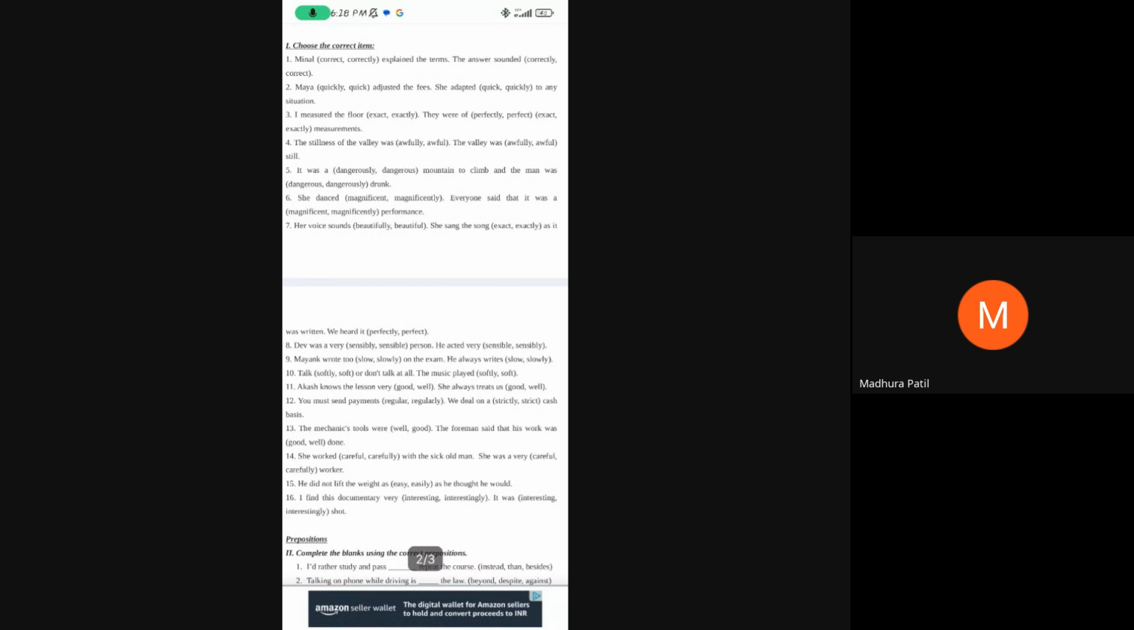Okay. Fourth one: the stillness of the valley was awfully or awful. Awful. The stillness of the valley was awful. And what is it here? Is it an adjective or an adverb? Adjective, right? So basically, you can also say 'awful stillness of the valley.' So awful is an adjective. When used in the sentence, it's used in the predicative form: the stillness of the valley was awful. Now, the valley was awfully still.